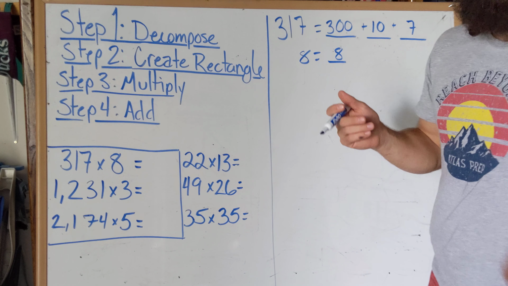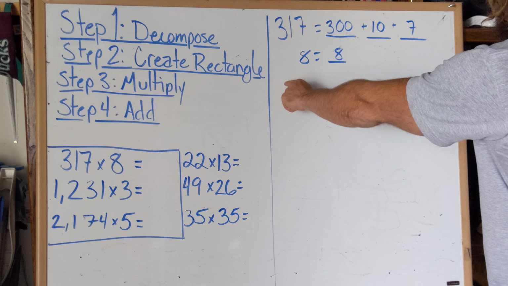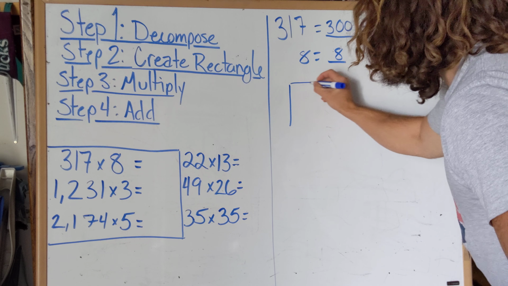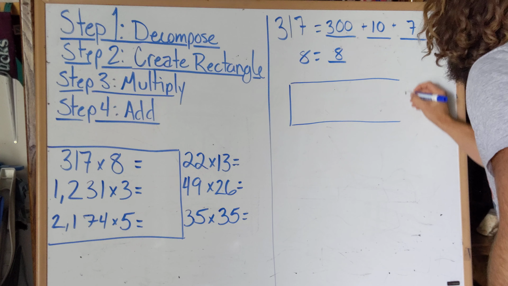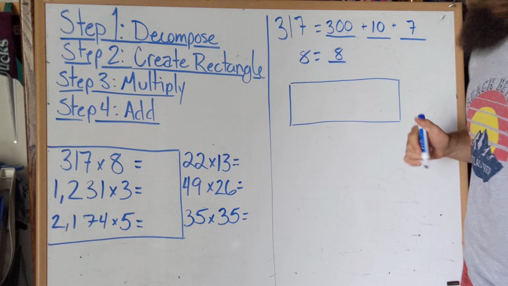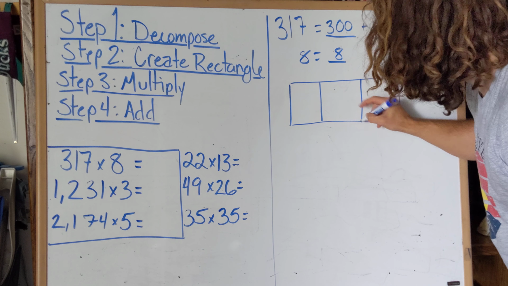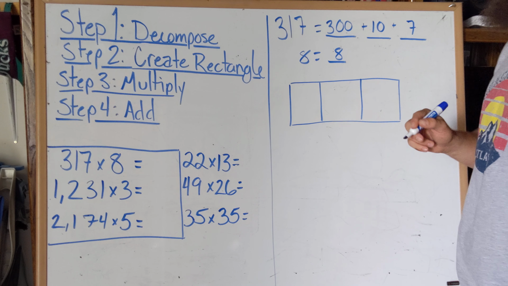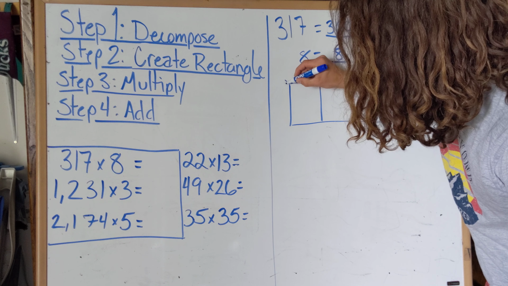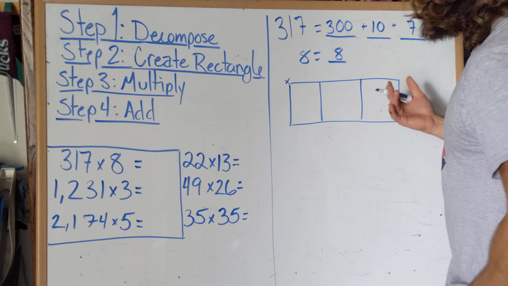Step 2 is to create a rectangle. I'm going to create a rectangle that would hold 317 this way and 8 this way. So I'm going to have a rectangle that is long, just like this. I broke 317 up into 1, 2, 3 different numbers. So I'm going to break my rectangle up into 1, 2, 3 different rectangles. Now, I mentioned that we're going to be multiplying, so I like to put my multiplication symbol in the top corner to remind myself that I am indeed going to be multiplying.